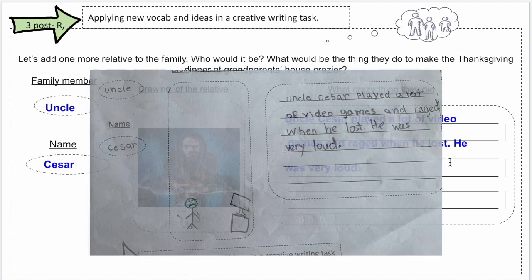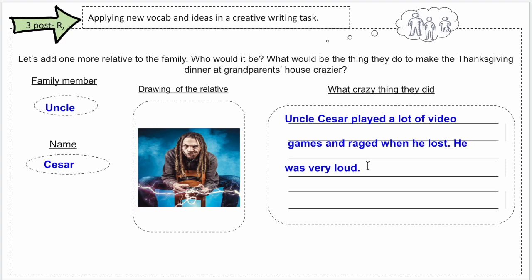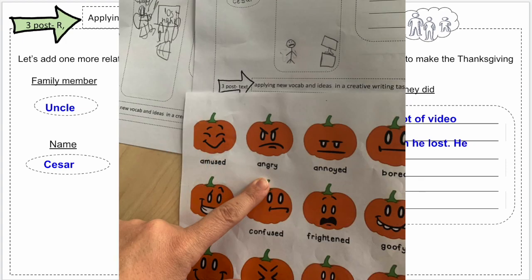Uncle Cesar played a lot of video games and raged when he lost. He was very loud. Of course, it was one of my higher proficiency students who came up with raged, and I had to explain it to my newcomers.